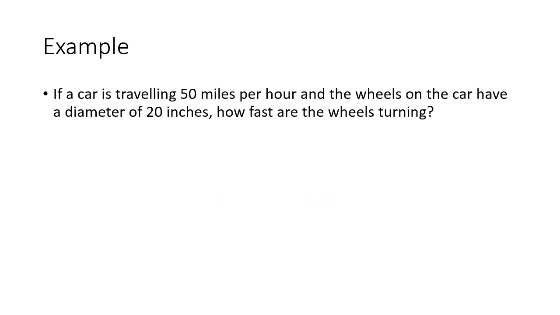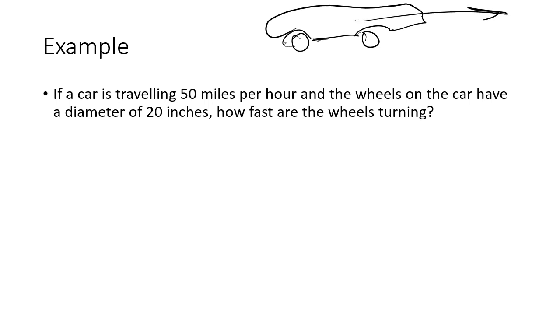One more example here. If a car is traveling 50 miles per hour and the wheels on the car have a diameter of 20 inches, how fast are the wheels turning? Okay, here's a car. Boom, super cool car. And if it's going 50 miles per hour, that means that every point on the wheel is also going 50 miles per hour.